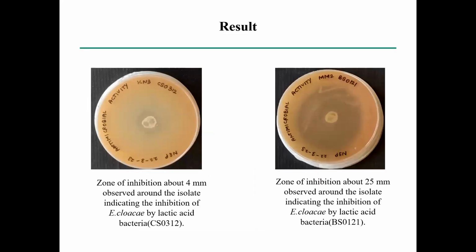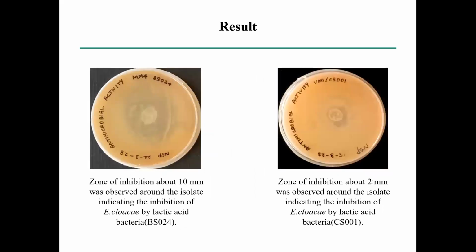So here are the results. We got 8 isolates showing a zone of inhibition. The first isolate showed a 4 mm zone of inhibition, and the second isolate showed a 25 mm zone of inhibition. Next, the isolate from the batter sample showed a 10 mm zone of inhibition.